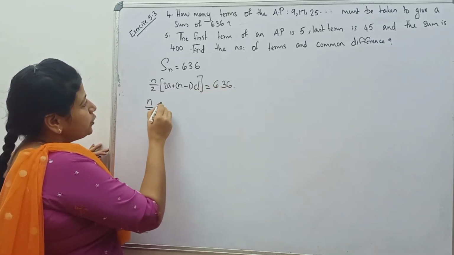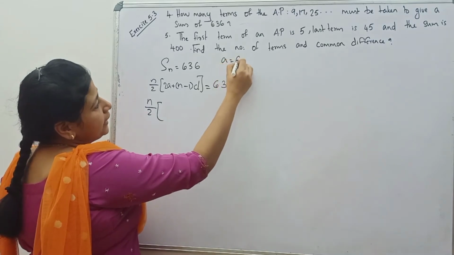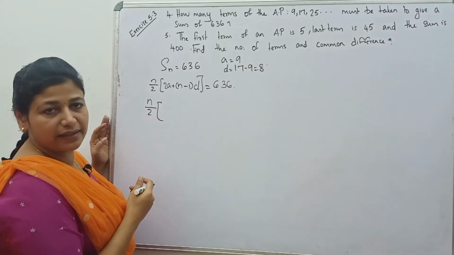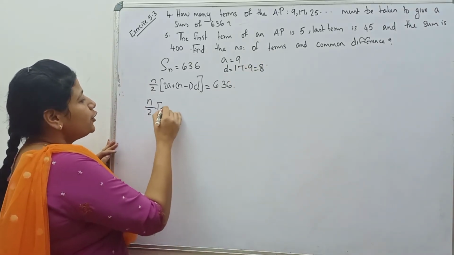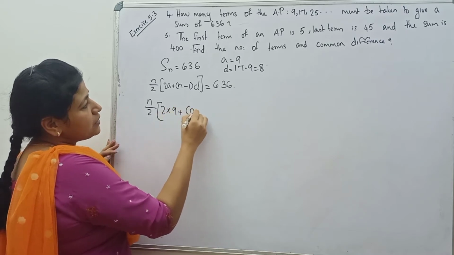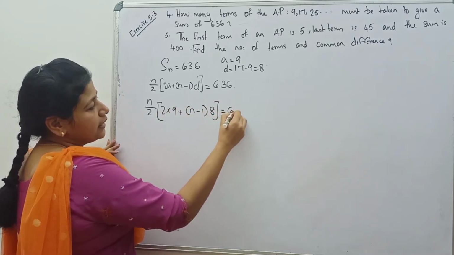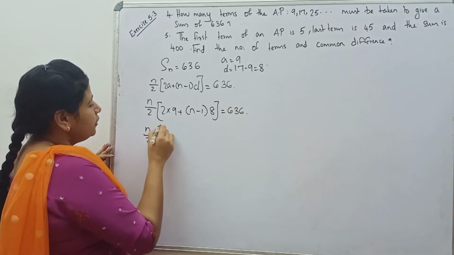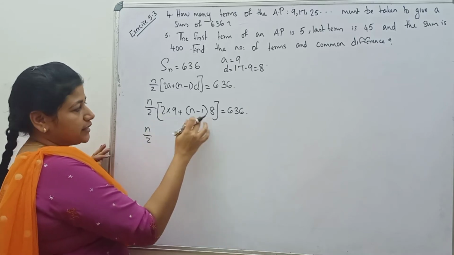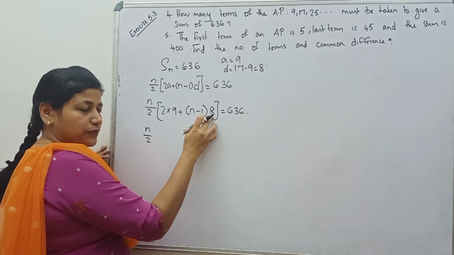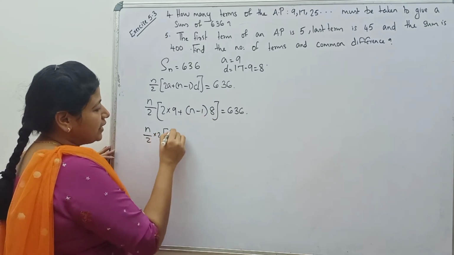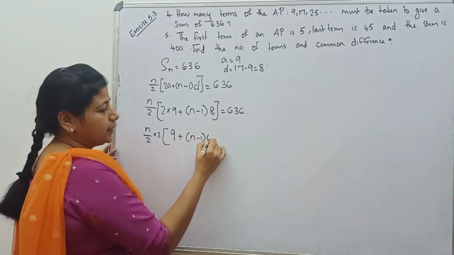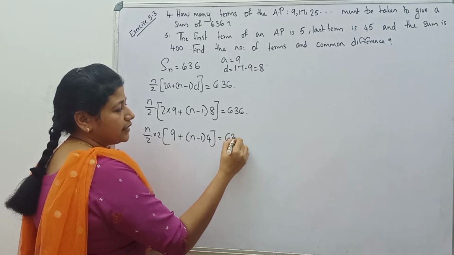So n by 2 into, we have a equal to 9 and the common difference 17 minus 9, which is equal to 8. We have the first term and the common difference, so we can substitute all the values. 2 into 9 plus n minus 1 into 8 equal to 636. Okay, n by 2 into, we can take 2 from both the terms outside. Here 2 is there and 8 is the multiple of 2, so I'm taking this 2 outside. Then you will get here 9 plus n minus 1 into, if you are taking 2 from this, you will get 4, isn't it? 4 into 2 is 8, which is equal to 636.